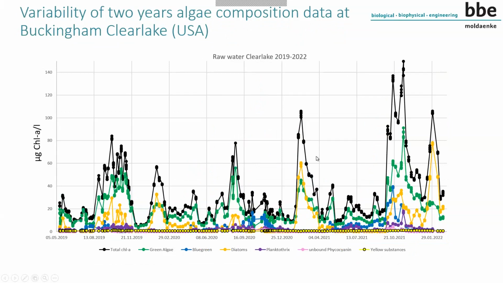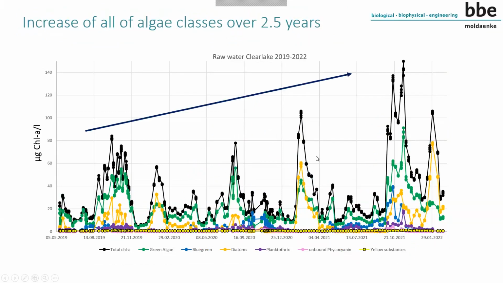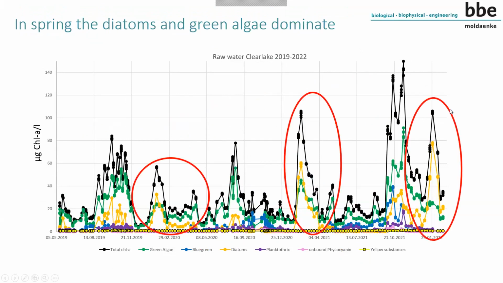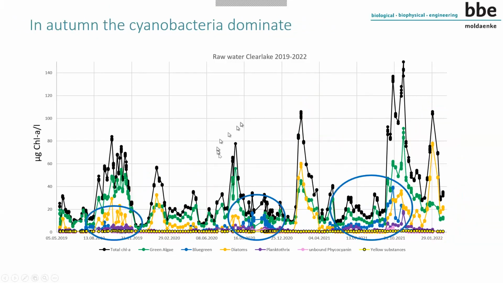If you look at that over the years, you see an increase over the 2.5 years. I spoke with this group at Clear Lake, and it is really significant that they have algae blooms in this area, from 30 in 2019 to 150 now. That is a big rise over the years, and that's very interesting. Then you also see that diatom and green algae bloom in spring. That is typical, as Detlef already told a little bit, and you have the blue-green algae more in autumn.